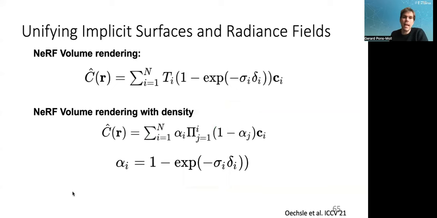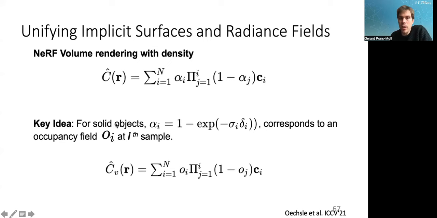So if we look at the equations, essentially we had this integral in volume rendering, which is the transmittance times this, which approximates the integral of the density, and times the color. And essentially this can be written in terms of these alpha terms, like summation of alpha_i and this product of (1 minus alpha_j) times c_i. The trick here is that for solid objects, this alpha, which is approximating this integral of the density, basically corresponds to an occupancy field o_i at the ith sample. So you have here the summation of the occupancy o_i, product from j=1 until i of (1 minus occupancy o_j), times c_i.